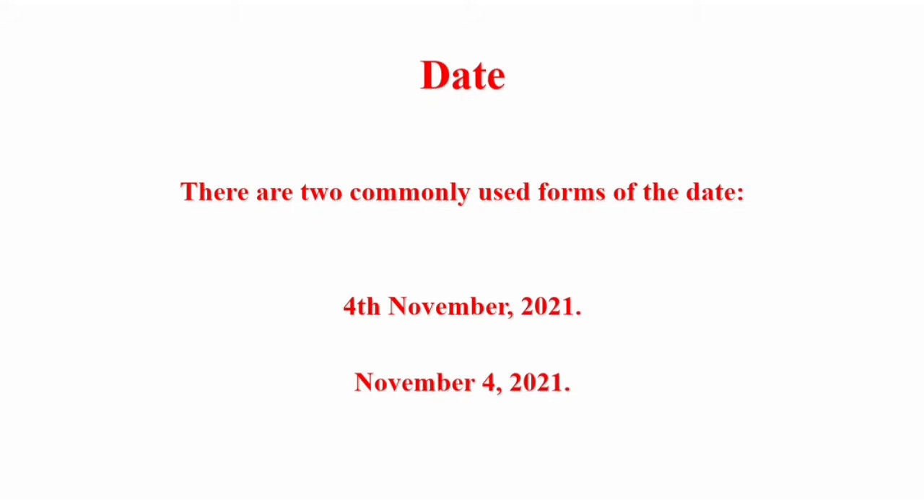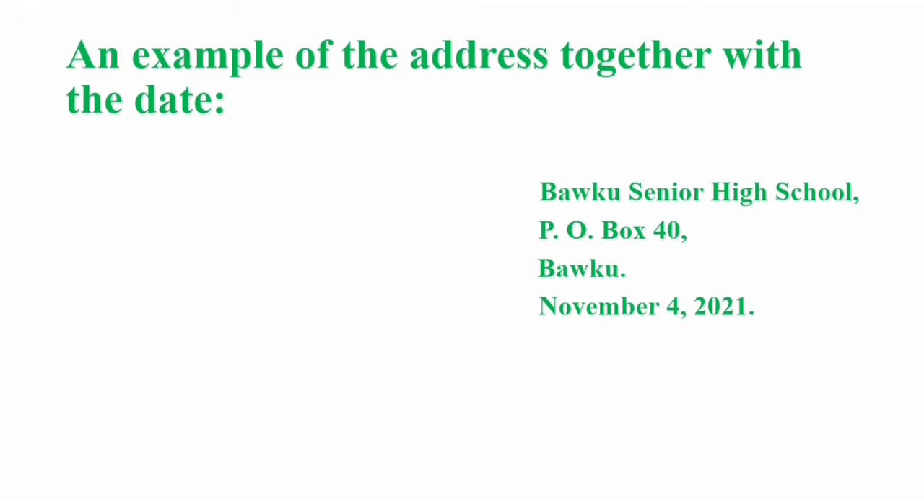Here are examples. 4th November, 2021. November 4, 2021. Please be careful not to abbreviate your date. And do not use only figures in writing your date. Make sure the date is written in full. Here is an example of the address together with the date.